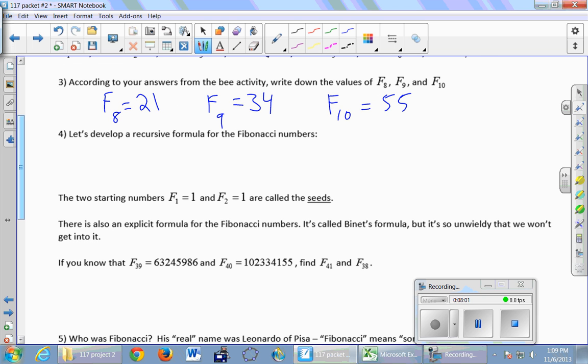Okay, so all we're going to do is translate Chad's sentence in English into sequence notation. So he said, if you want to get the next number, you add the current number to the previous number. So I'm going to start here, and I'm going to call the previous number Fn. If that's the previous number, then what's the current number? Is n plus 1, yes?